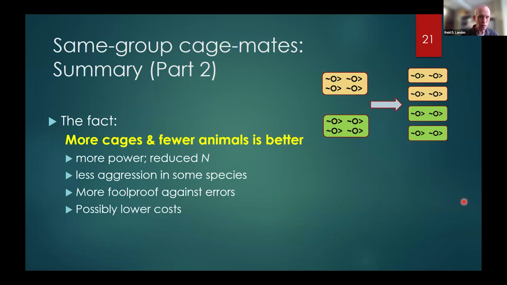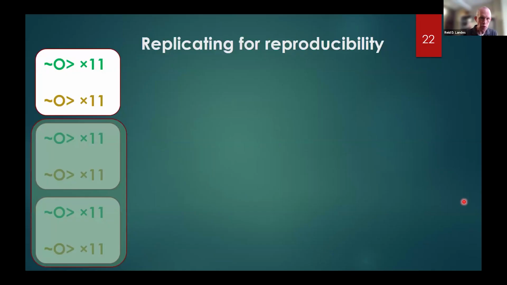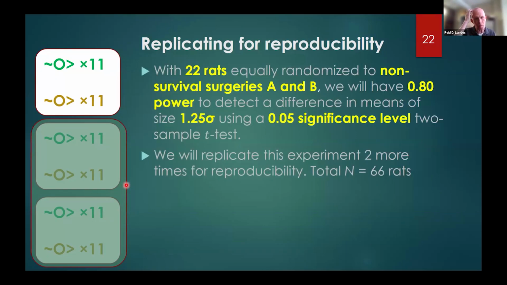So that's our summary for the first scenario of same group cage mates. Now I want to talk about replicating for reproducibility. Sometimes people will do an experiment and they plan to do it a couple more times, maybe to show reproducibility. And here's a hypothetical justification I might see.